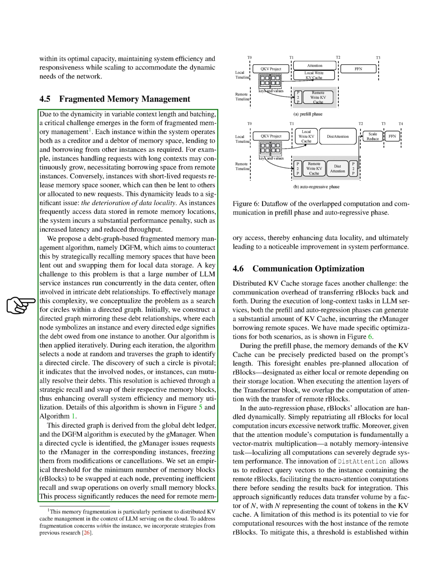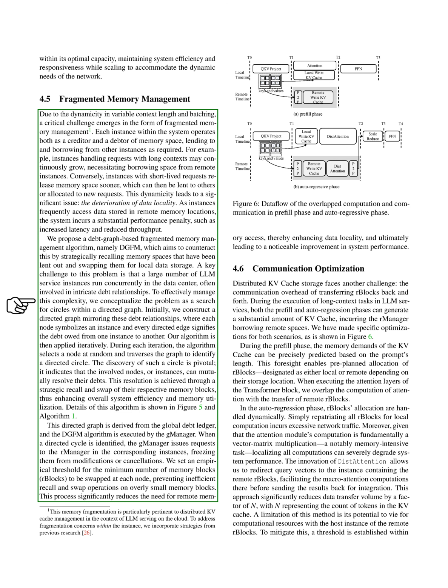This constant borrowing and lending can lead to a problem. Data locality gets worse. This means that units often have to access data stored far away, which slows down the system and reduces its efficiency. To tackle this, we've come up with a solution: a debt graph-based fragmented memory management algorithm, or DGFM for short.